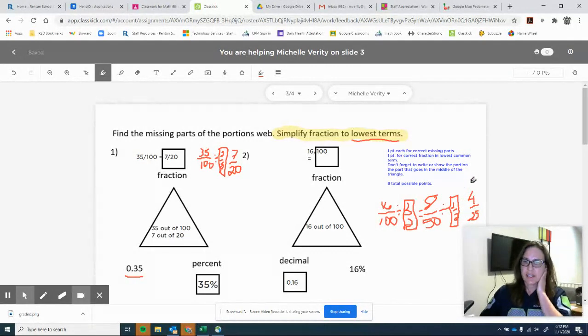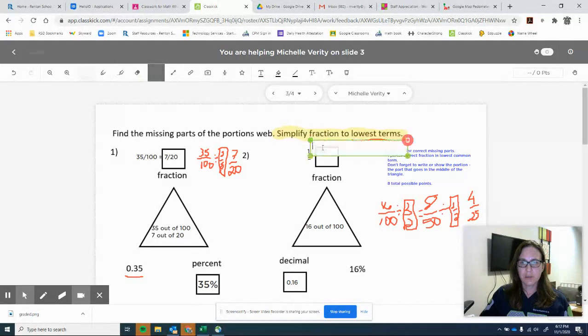Let's double check. We have an even number and we have an odd number. So we can't divide by two halves again. So the factors of 4 are 1, 2, and 4. Well, 1 works for 25. 2 does not work for 25, and 4 doesn't work for 25. So we are now at its lowest term.